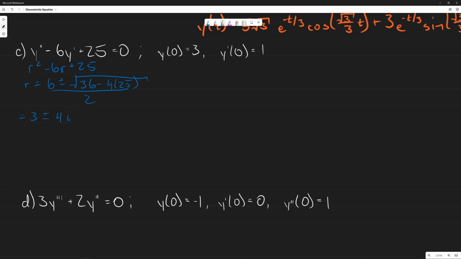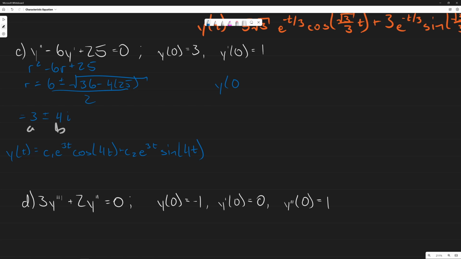So again, another case of complex conjugates. That's A, that's B. So our y of t, general solution, would be c1 e to the 3t cosine of 4t plus c2 e to the 3t times sine of 4t.